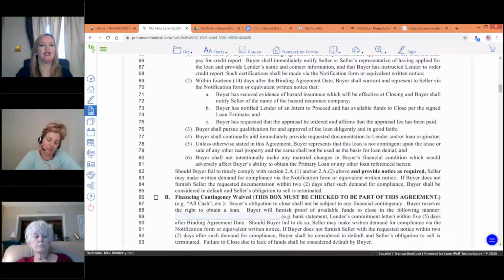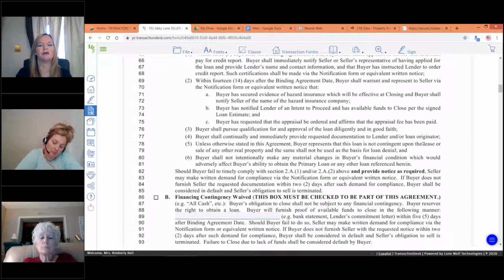Line 76, buyer shall pursue qualifications for approval on the loan diligently in good faith, continuing to submit the documentation requested by underwriters is what that means. Number 4, buyer shall continually and immediately provide requested documentation, same. Number 5, unless otherwise stated in this agreement, the buyer represents that the loan is not contingent upon the lease or sale of any other real property, and the same shall not be used as the basis for loan denial. So that's been added in the last couple of years.